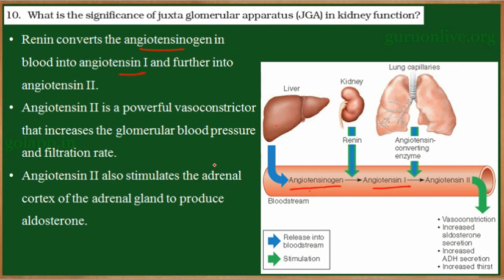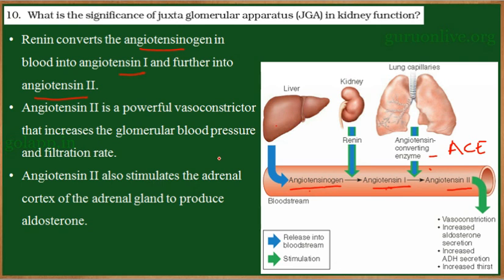Now from here this protein is taken into the lungs. In the lungs there is another enzyme, angiotensin converting enzyme, ACE. This enzyme converts angiotensin 1 to angiotensin 2. So angiotensin 2 is obtained. Now angiotensin 2 is a powerful vasoconstrictor. It binds to the afferent and efferent arterioles and makes the blood vessels constrict.